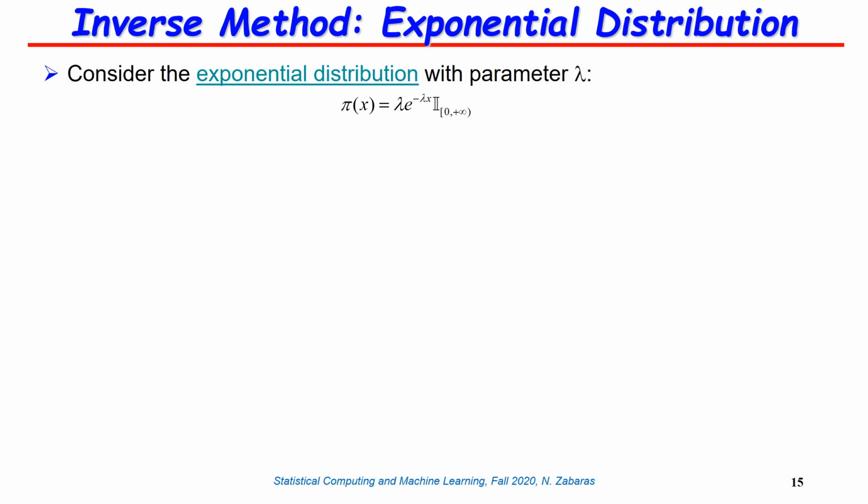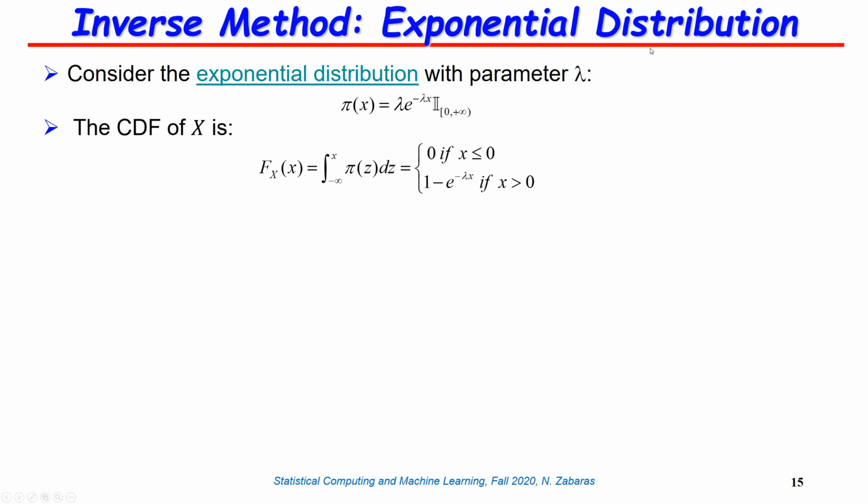Let's see a slightly more complex distribution, and this example is the exponential distribution. For those who forgot, I remind you, the exponential distribution has support from 0 to infinity, has parameter lambda, and it is lambda e to the minus lambda x. That's our PDF. If you look at the CDF, for x negative or 0, this is 0. For x positive, it's 1 minus e to the minus lambda x. And that's very easy to invert, right? So if you set this equal to u, then you can solve for x in terms of u, and that will give you a sample coming from this exponential distribution.